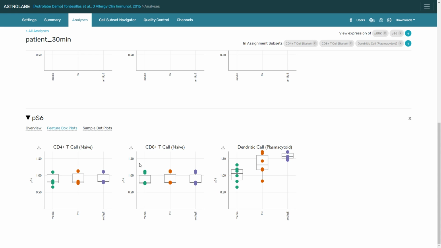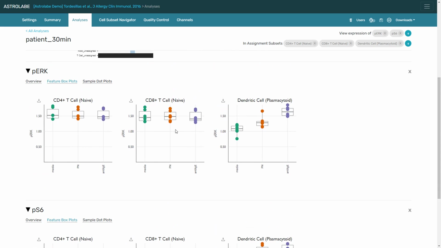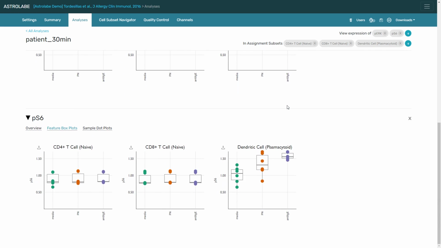Now let's add some perspective, and I'm going to add two naive T cells as reference. And you'll notice two things. One, there is no change in the level of PS6 or in the level of PERK in either one of these populations. Furthermore, the level of PERK for the T cells is about the same as the stimulated or the positive control PDCs. However, it is much closer to the media condition for PS6. So it seems like there's different trends here as far as these two markers are concerned when comparing the PDCs to the rest of the populations.